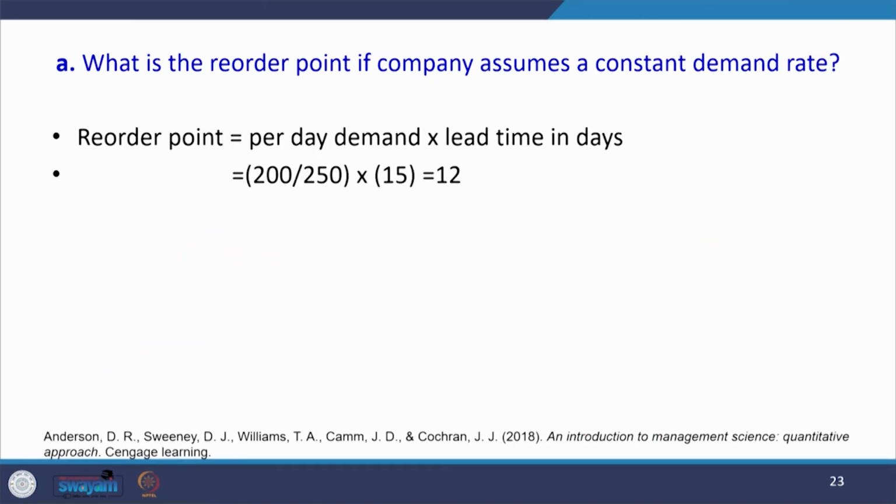The first question is, what is the reorder point if the company assumes a constant demand rate? We know that the reorder point is the demand during the lead time. So, what is the per day demand? We know the annual demand is 200, and assume that the company operates for 250 days. So, 200 divided by the number of days gives you the per day demand, and the lead time is 15 days. When you simplify, the reorder point is 12 units.